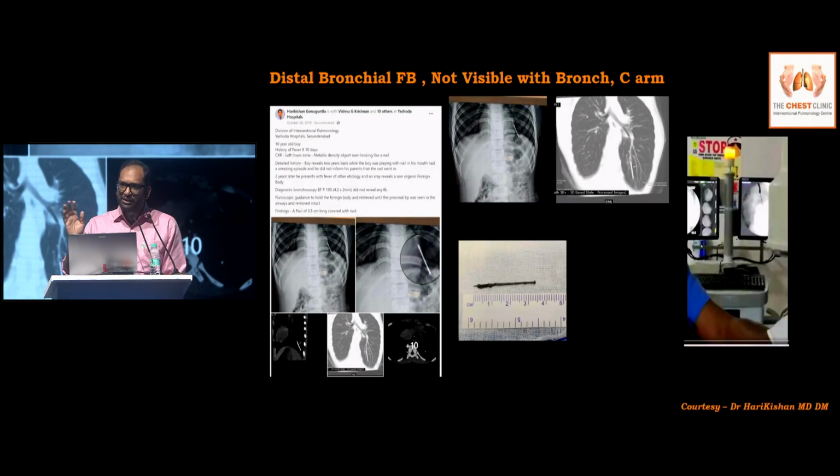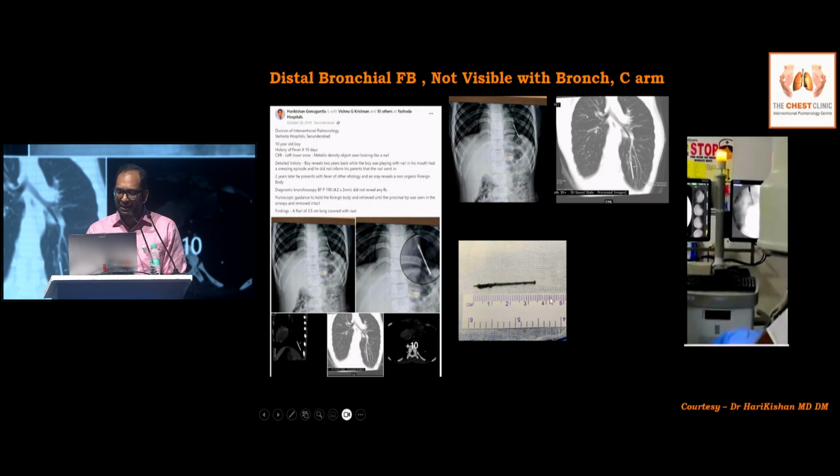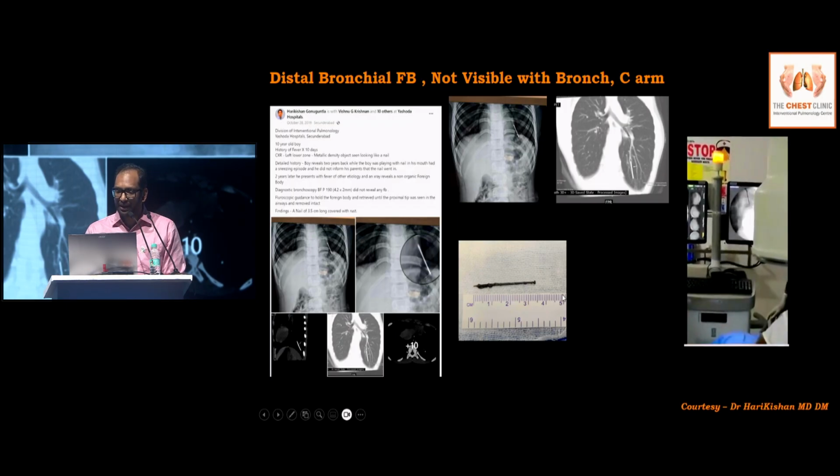Yeah. So this is not my case, this is Hari's case. What if you have a distally impacted foreign body where visually you can't see with a bronchoscope? There you can use a C-arm to help retrieve the sharp object with a forceps under the C-arm.